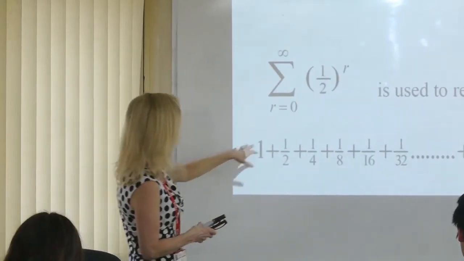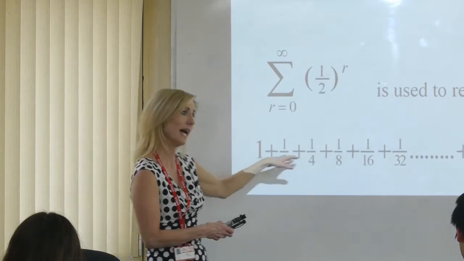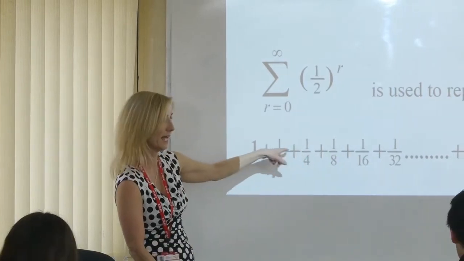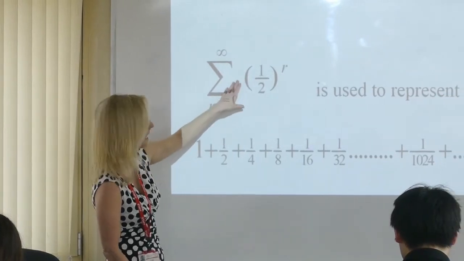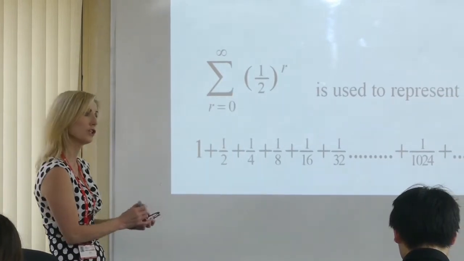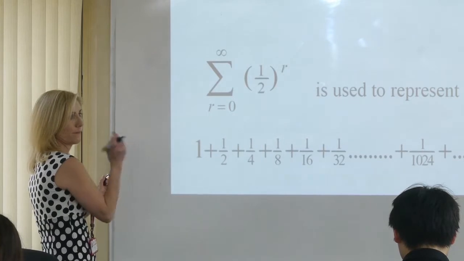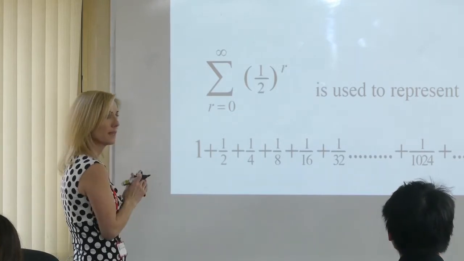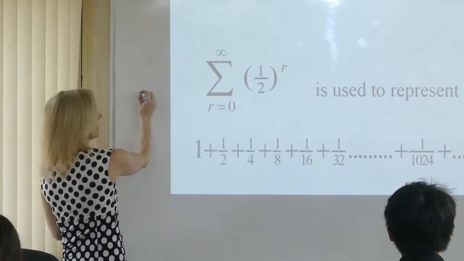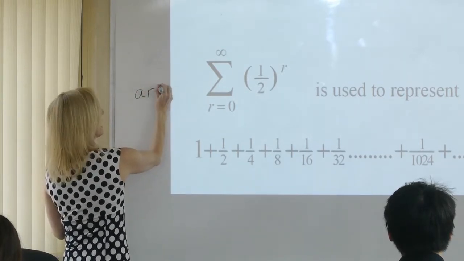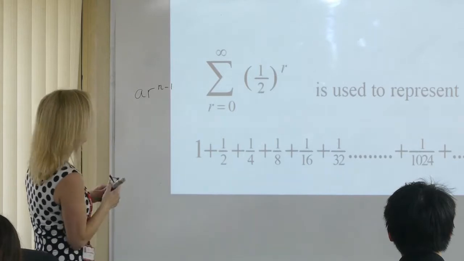Right, now what type of sequence are we looking at here? A geometric progression. So what's the general nth term of a GP? Have a little think. What was the nth term that we looked at yesterday? A times r to the n minus 1. That's right, a times r to the n minus 1.